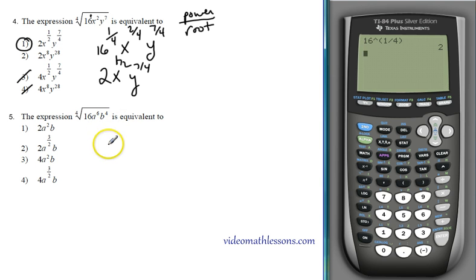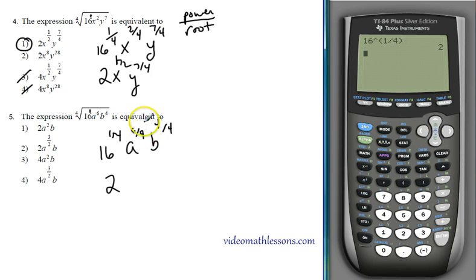We're going to do the exact same thing for this next problem. Let's take a look. 16 to the power 1/4. A to the power 6 root 4. B power 4 root 4. And we're just going to clean this mess up. Now, we already did that calculator. The 4th root of 16 is a 2.